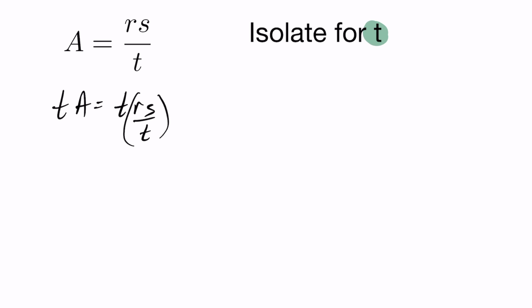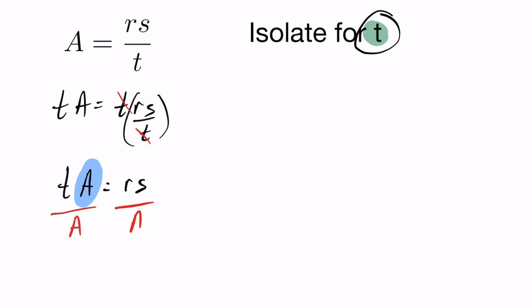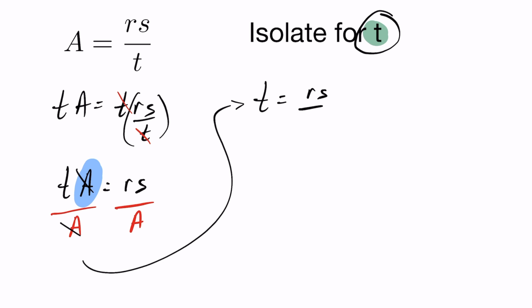Just like before, the T's will cancel, and again I'm left with T times A is R times S. Now you notice here I want to solve for T, so the A is in the way of me solving for T. The operation between the T and the A is multiplication. I'm going to have to divide both sides by A. Doing so, A divided by A is 1. I get T is RS over A, and now I've isolated for the variable T.